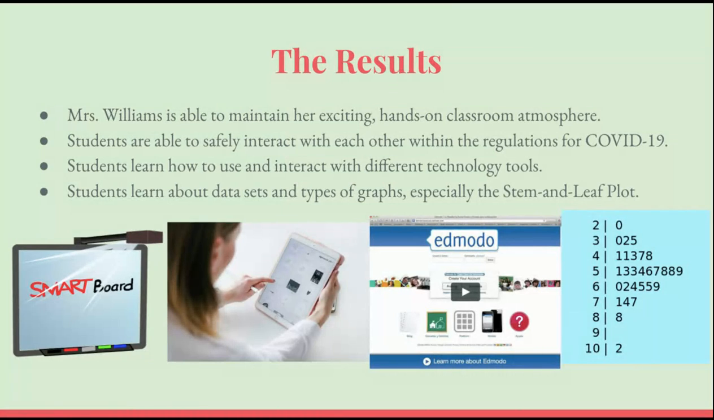Students learn how to use and interact with different technology tools. Students learn about data sets and types of graphs, especially the stem and leaf plot.